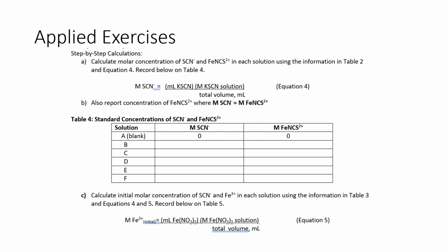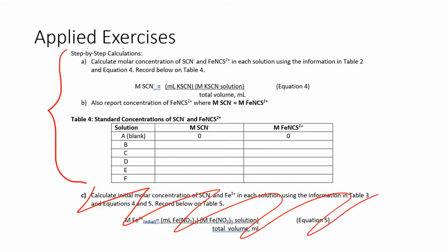Okay, so here is where everything starts ramping up. For the applied exercises, we have about 3 major steps, or 3 major tables that we have to fill in. So this first major step is part A and B on these step-by-step calculations.